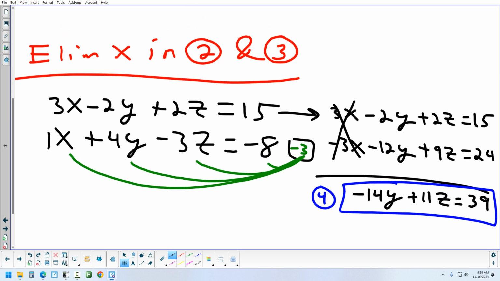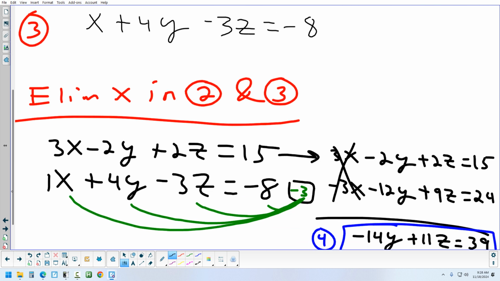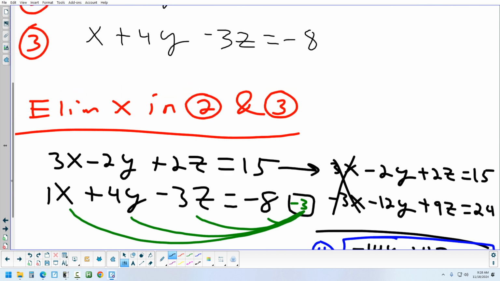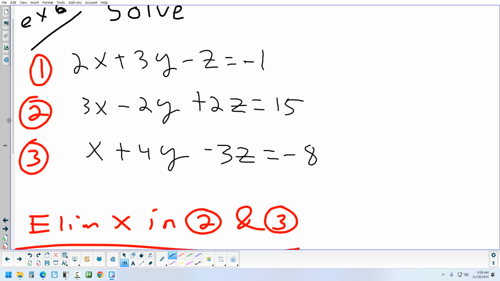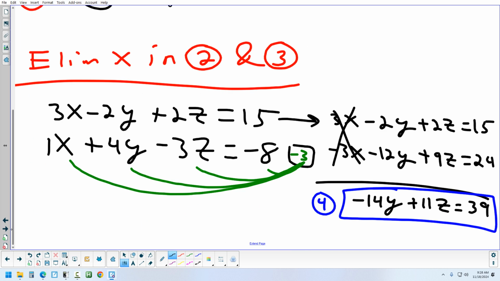Okay, so now we have to eliminate the same letter again, but we have to do it in 2 other equations. So you can't use 2 and 3 again. So pick a different pair of equations. 1 and 3. I definitely would keep using that. So now, let's eliminate x in 1 and 3.